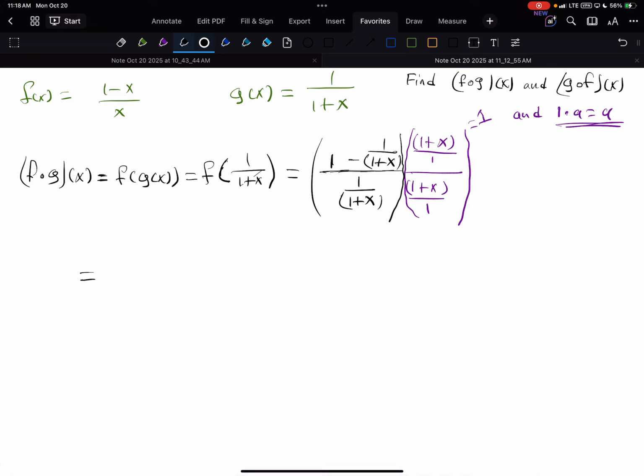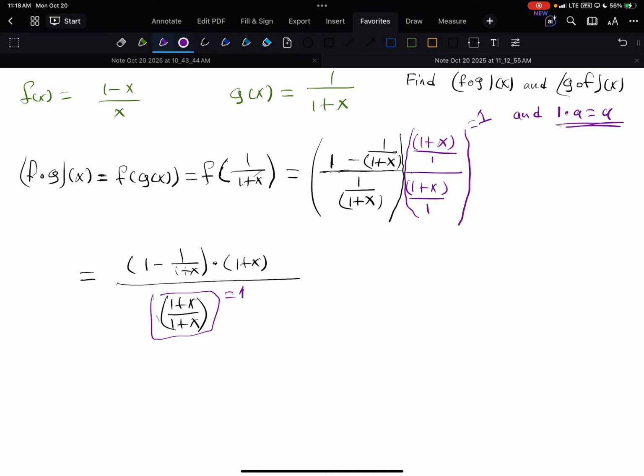Okay, so what do I end up with here? I end up with 1 minus 1 over 1 plus x times 1 plus x, divided by, well, the whole idea of this is that that's 1. I end up with 1 plus x divided by 1 plus x, which does equal 1, and anything divided by 1 is just like anything times 1, so it just goes away.